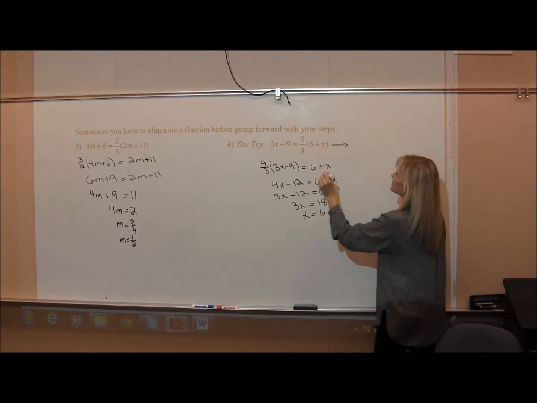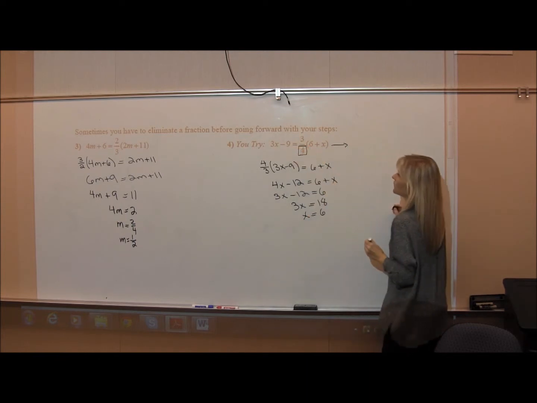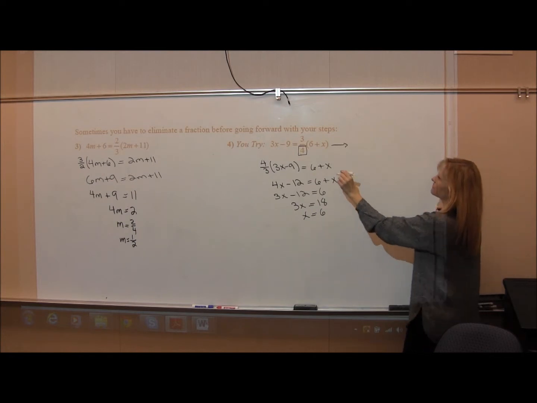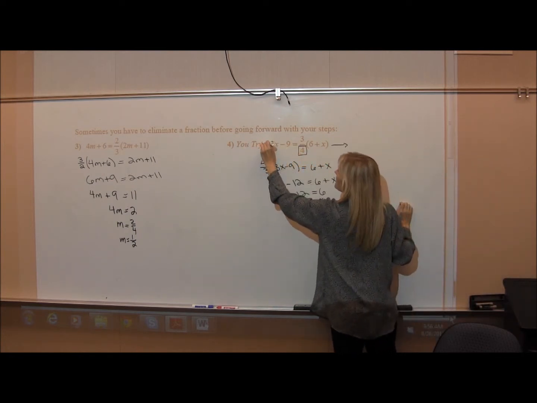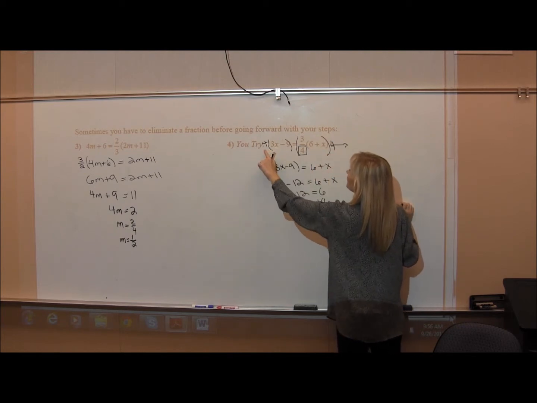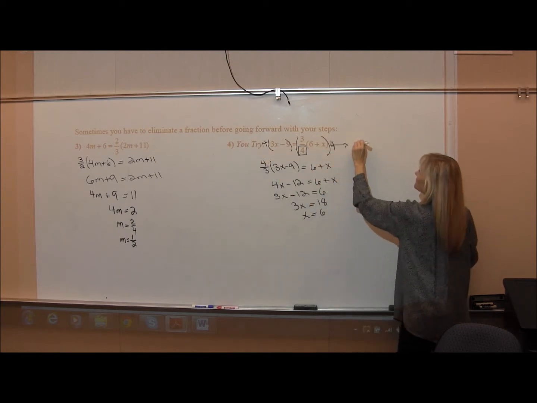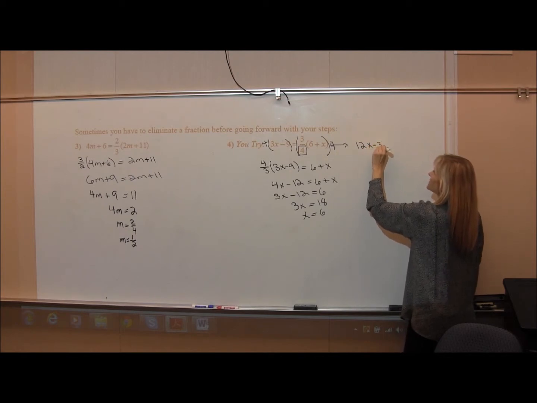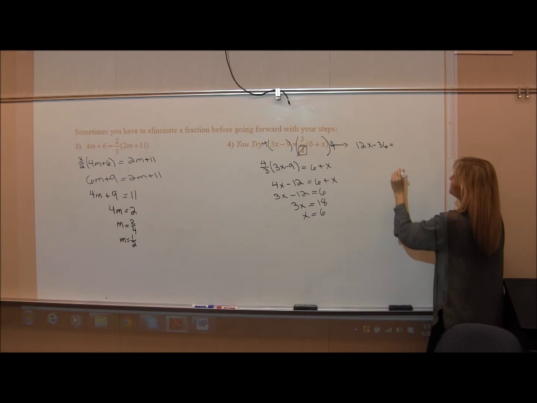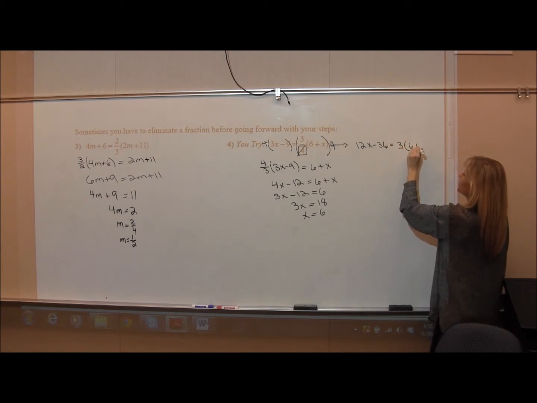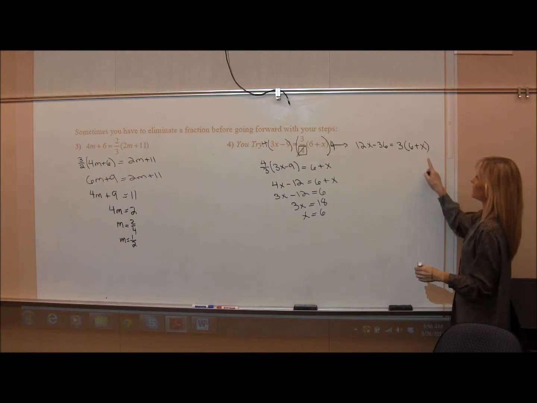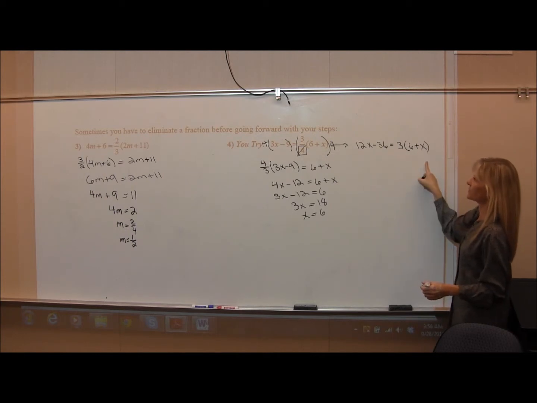Okay? I'm going to multiply, see, here's my denominator, it's 4. I'm going to multiply everything by 4. So if I multiply this by 4 and this by 4, then this becomes 12x minus 36 equals, well, I'm just getting rid of the 4 when I multiply that by 4. 3 times 6 plus x. So all I did was just multiply everything by that denominator. Now I have something with no fractions.